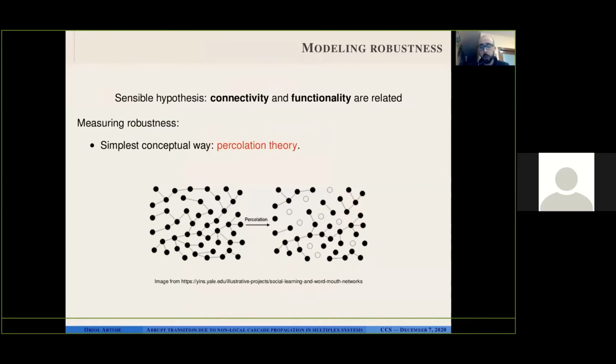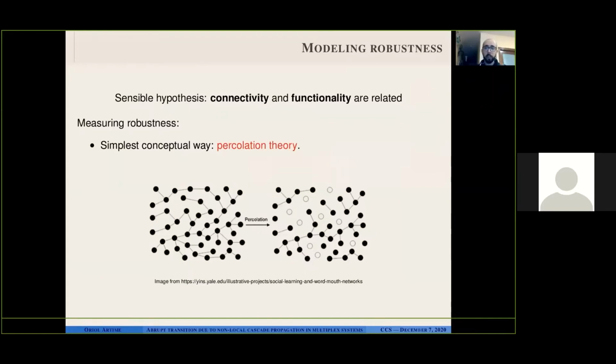That means, for example, that if we have a network with a single connected component, that network is fully operative. And if some small parts of these networks are removed, the functioning of the network is barely affected. But if this network is split in many small parts, then the functioning of the network is really hindered in this case. And the simplest conceptual way to study network robustness is by means of percolation.